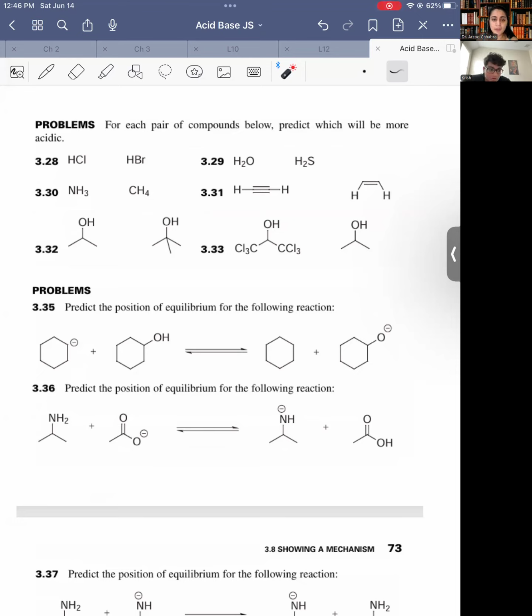Let's go on. Have you understood the position of equilibrium? Yeah, that's from Gen Chem. I remember. Nice, I love that. Okay, so how do we do it?